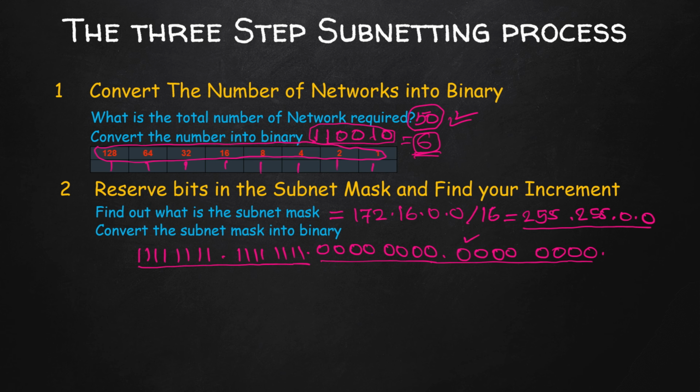Is it this one? No, it is this one, because up to this area there is a network portion, and from here the host portion is starting. So you need to start from here. So here I am going to take 6 bits and convert them into the network portion.